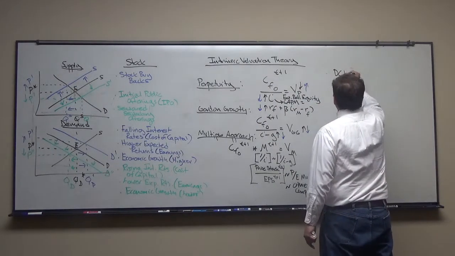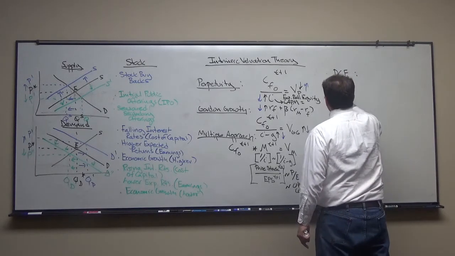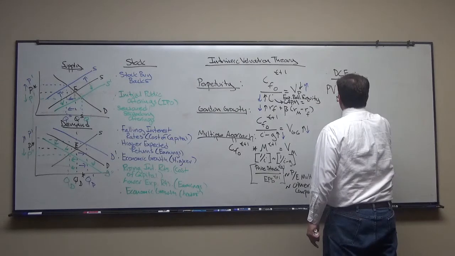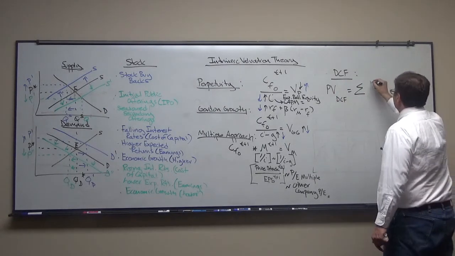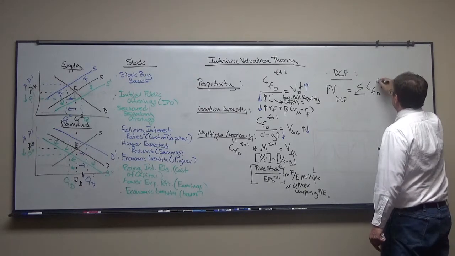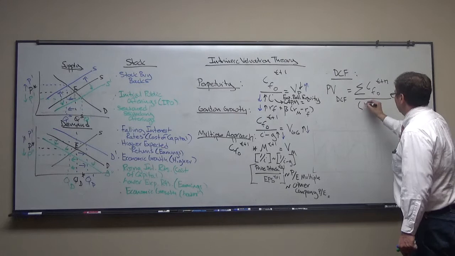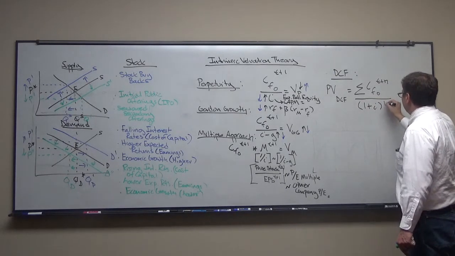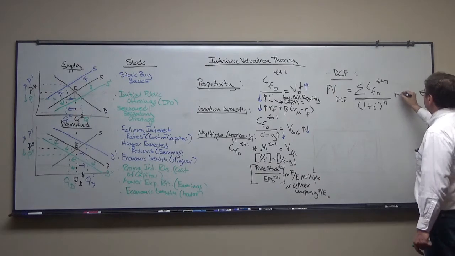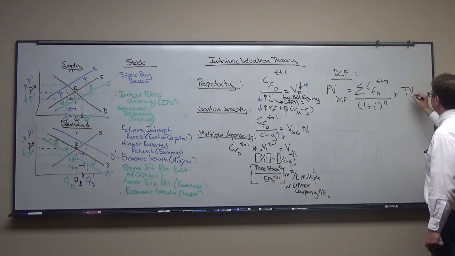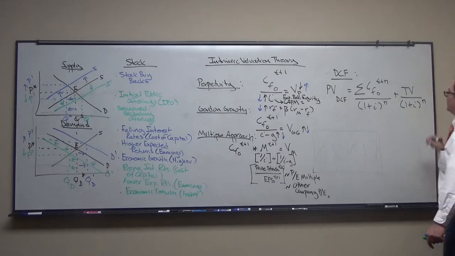And then the DCF is going to be the present value. DCF is going to be equal to the sum of the cash flows, T plus N, divided by 1 plus I to the N, plus the terminal value divided by 1 plus I to the N.